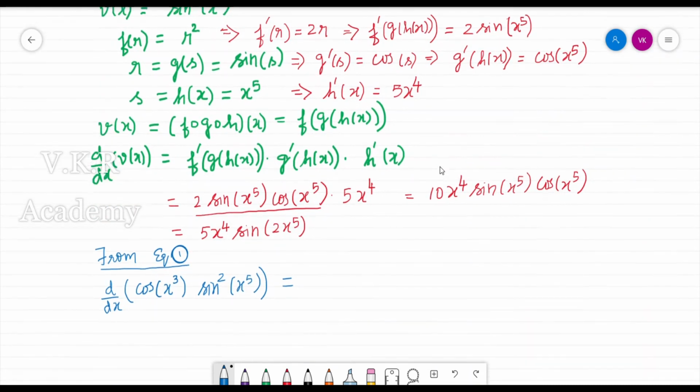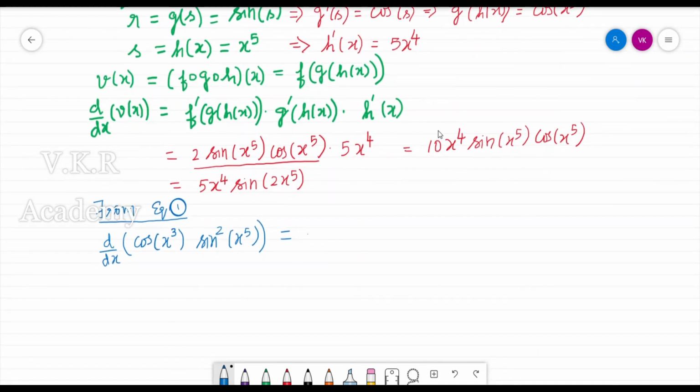minus 3x squared into sine of x cube, into v of x, that is sine squared of x power 5, plus u of x, that is cos of x cube, into dv by dx, that is d by dx of sine squared of x power 5, that is 10x power 4 into sine of x power 5 into cos of x power 5.